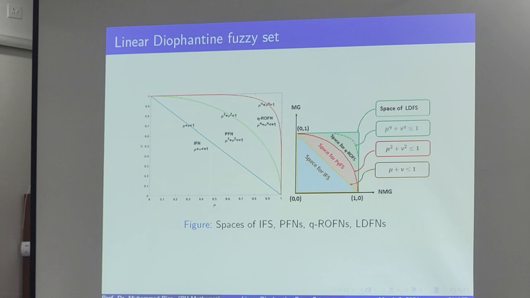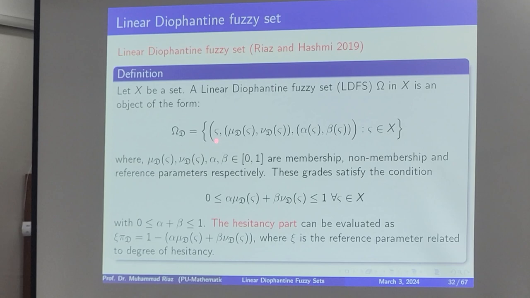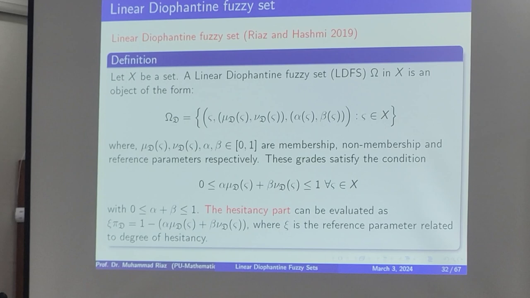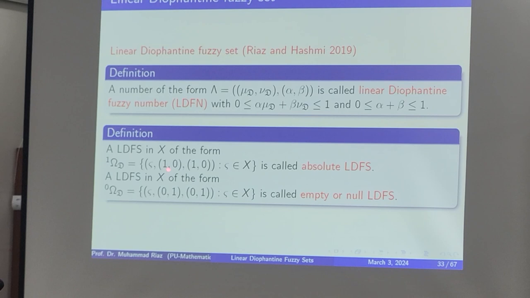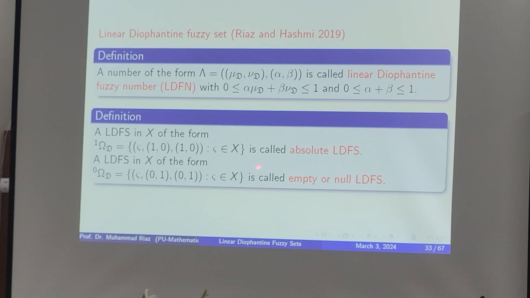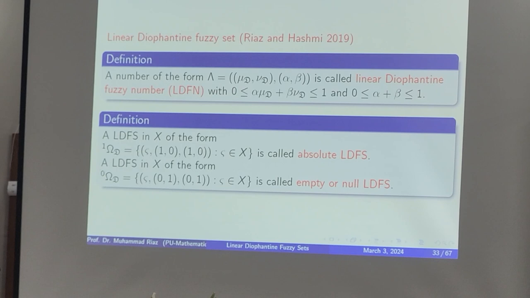A linear Diophantine fuzzy set can be written as one ordered pair (mu, nu) and one ordered pair (alpha, beta). So we can define the absolute value of a linear Diophantine fuzzy set. In the case of intuitionistic, we have (1, 0) as we assign (1, 0). Here we assign 2 times (1, 0), and in the case of the absolute, we have (0, 1).